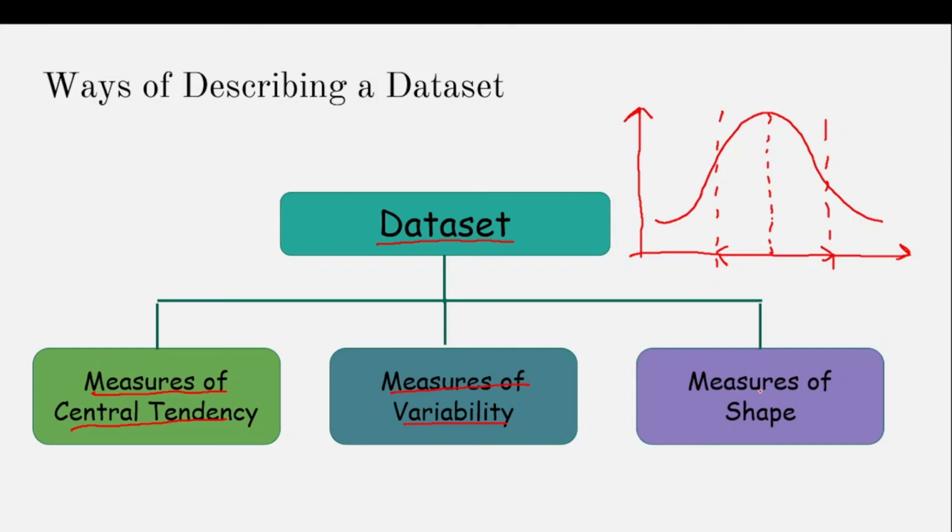Then we also need to know what's the shape of the graph. Is it a perfect bell or does it have some skewness? How is the tail of the curve? So for this, I have measures of shape. So these are the ways of describing a data set. Let us see each of them in great detail in the upcoming videos.